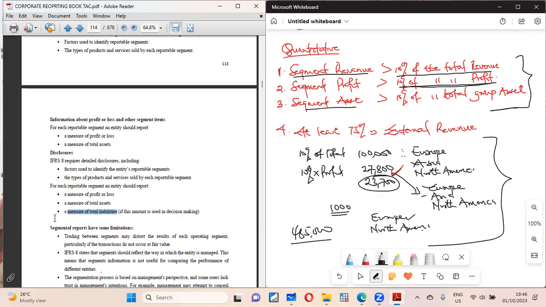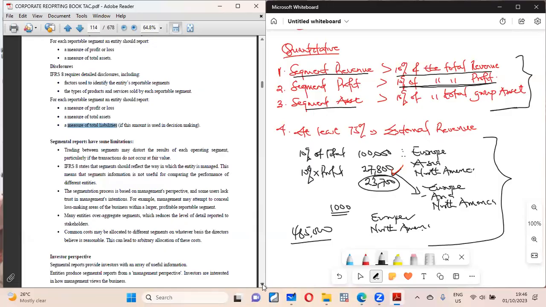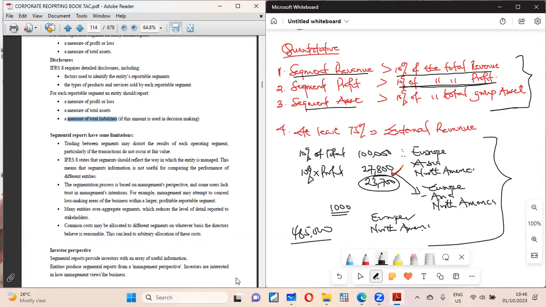Now, segmental reports have some limitations, and these are things that you need to understand. There are a few limitations around this. Because intersegmental sales can happen, they can increase the total revenue as well as the profit. If they trade within themselves, even though their revenue is increasing, it is within themselves. So trading within themselves may distort the operating segment. That is one of them.